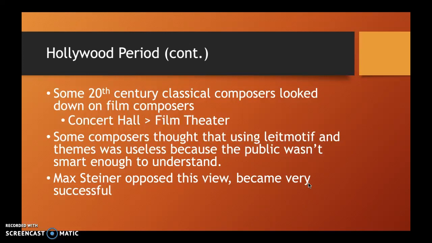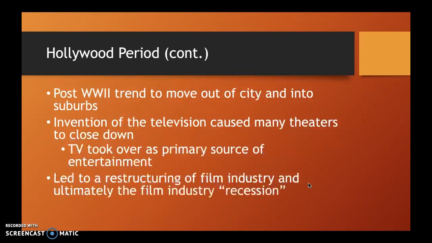However, Max Steiner opposed this view, and he actually became very successful. And Max Steiner really was a large influence on the modern composer John Williams, which we'll talk about in a second.